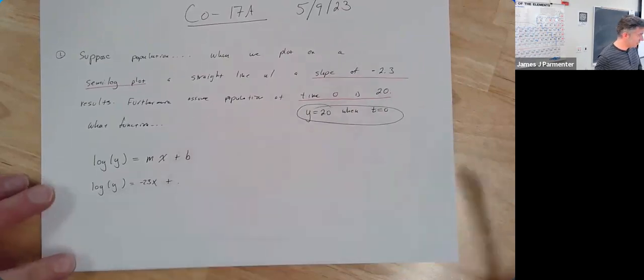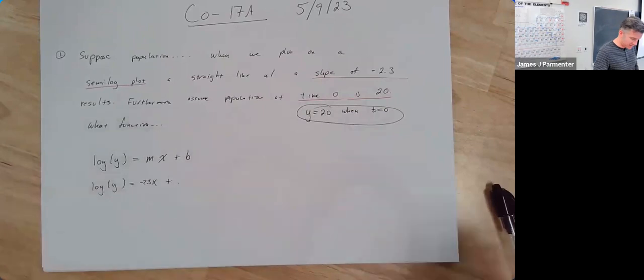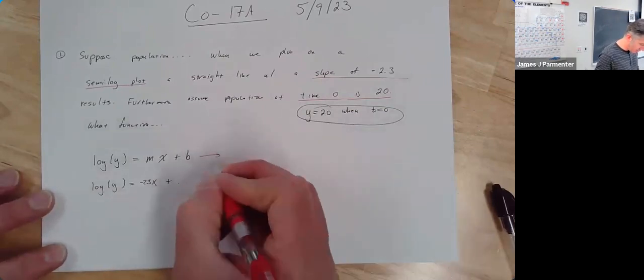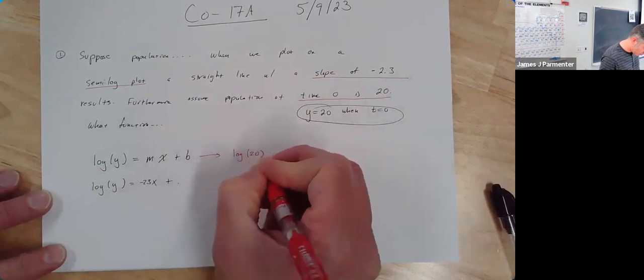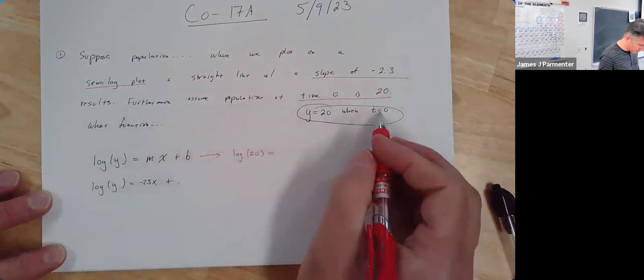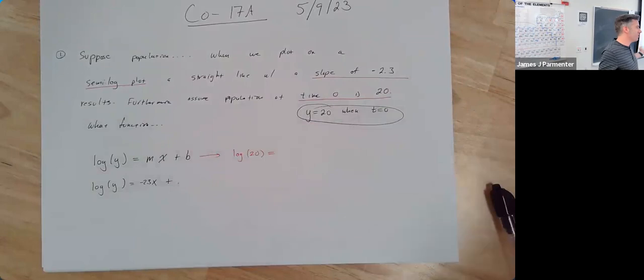So what I actually maybe should have done first, and there's a couple different ways to go about this. I might go over here first and say, okay, well, if I plug in 20 for y and time equals 0, or x, I used x, people use time.